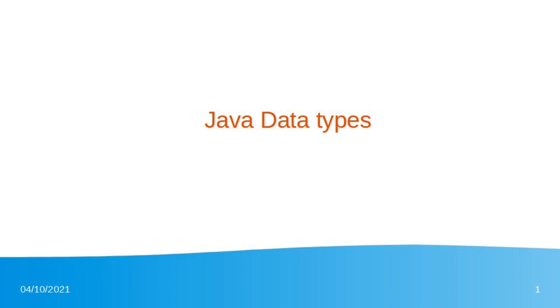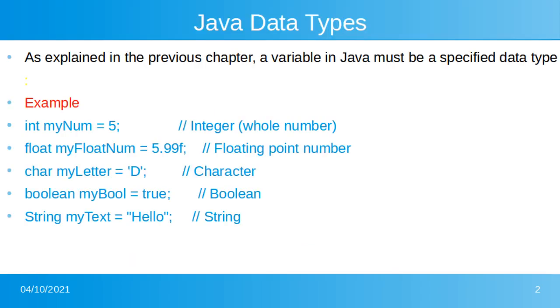Today's session is on Java data types. Today, we learn what are data types in Java. As explained in the previous chapter, a variable in Java must be a specified data type. Example, int myNum = 5. Here int is our data type. Next example is float myFloatNum = 5.99f. Here float is the data type.